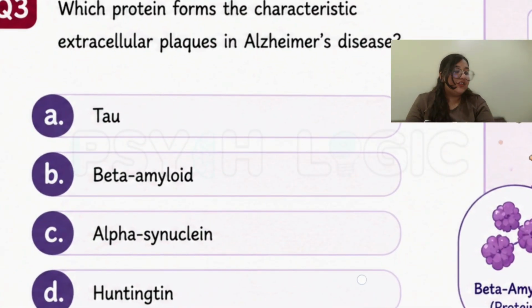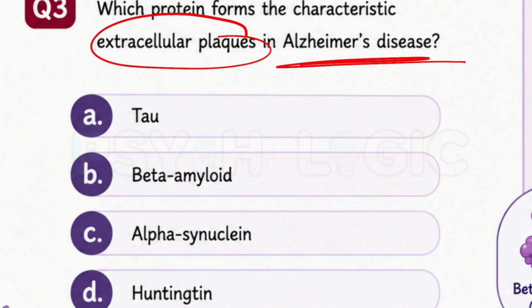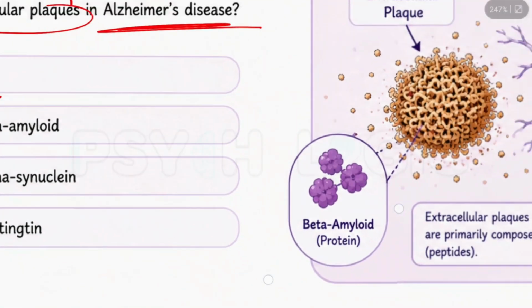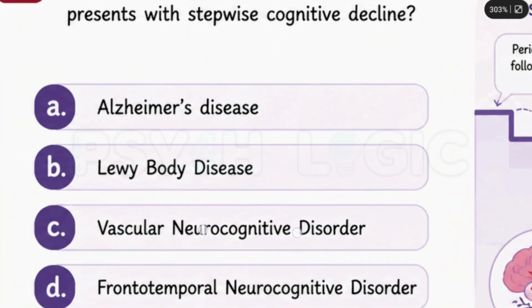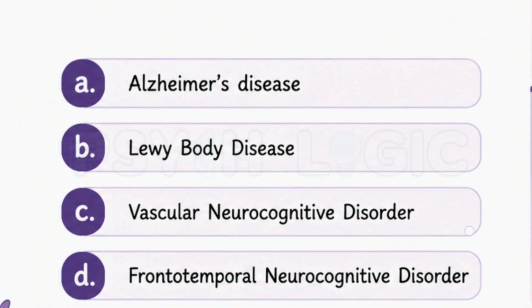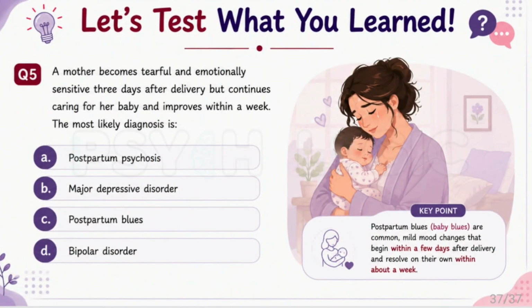Now, question number 3. Which protein forms the characteristic extracellular plaques in Alzheimer's disease? Remember, extracellular plaques, Alzheimer's disease. A. Tau, B. Beta amyloid, C. Alpha synuclein, and D. Huntington. The answer is B. Beta amyloid. Here is the explanation as well. We studied this as Alzheimer's. Fourth, which neurocognitive disorder typically presents with stepwise cognitive decline? A. Alzheimer's, B. Lewy body disease, C. Vascular neurocognitive disorder, D. Temporal neurocognitive disorder. The answer is C, vascular neurocognitive disorder, right? We discussed this in other neurocognitive diseases.